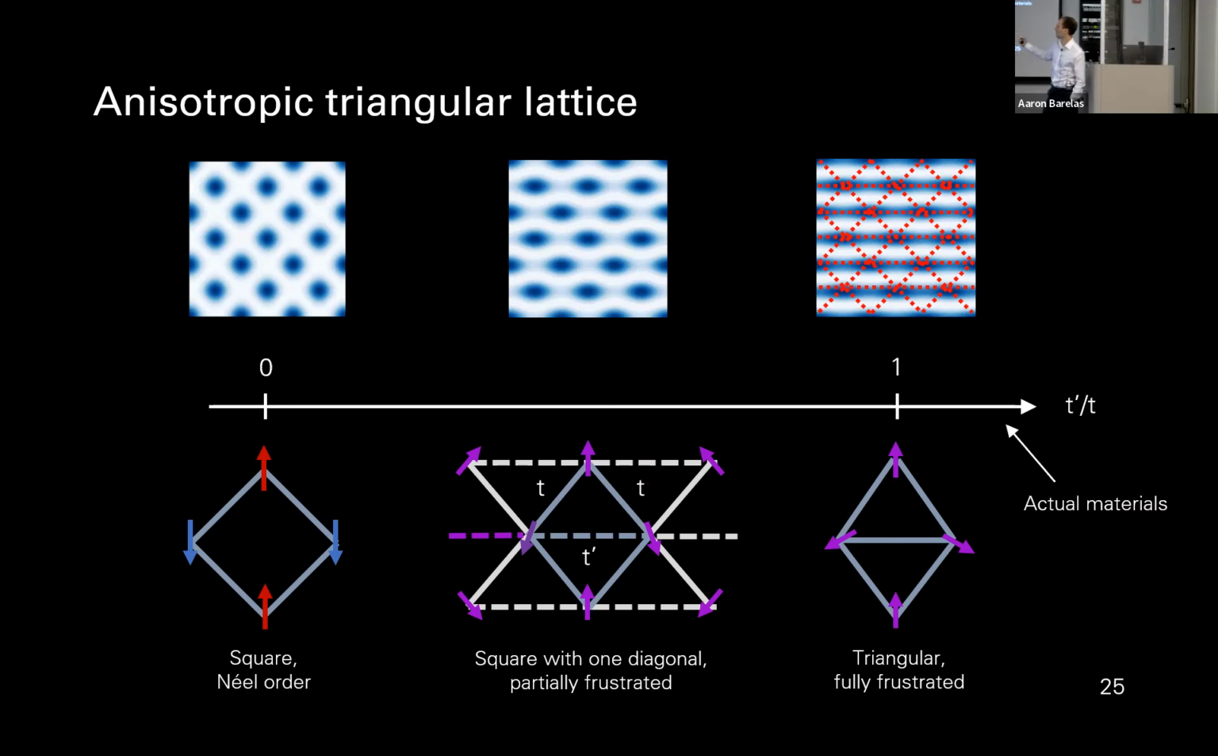The anisotropy in such systems is essentially parameterized by the ratio of the tunneling between the diagonal and the edges of the underlying square lattice. It turns out that the actual materials are located at ratios of these tunnelings which are higher than the isotropic triangular case. Nevertheless, the isotropic triangular lattice is very interesting to look at.